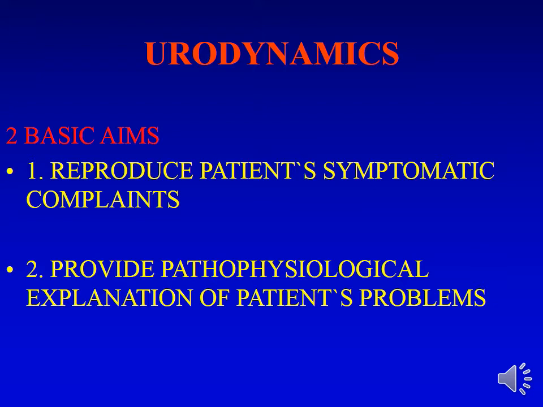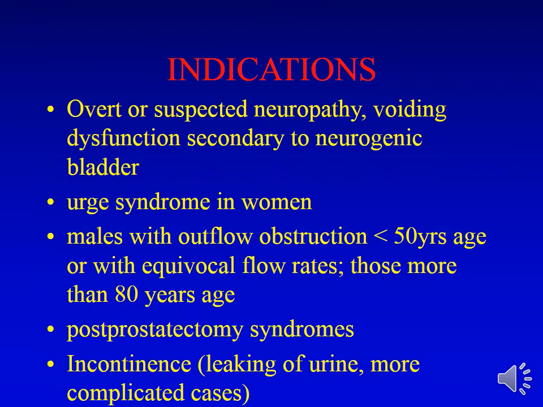In other words, the patient has got a problem. During the urodynamic, the same symptoms have to be reproduced. And then based on the tracings that are due to the symptoms that are reproduced, only then we interpret exactly what the problem is. And the second basic aim is to provide a pathophysiological explanation of the patient's problems. That means exactly what the patient's problem is, and then make a diagnosis, exactly what you think is the actual diagnosis.